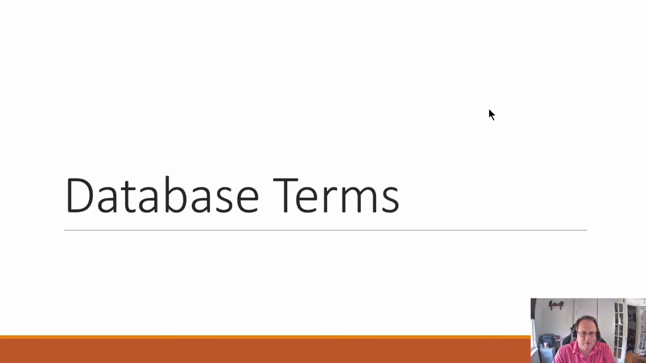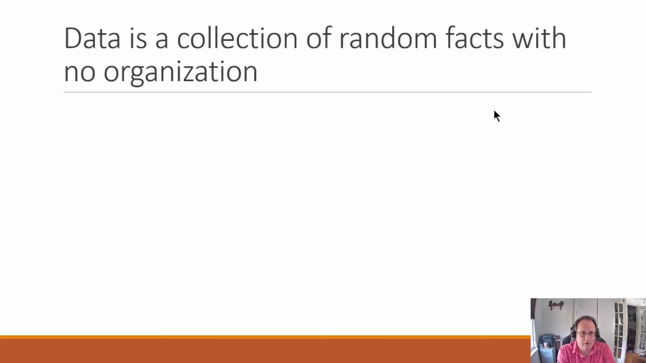Alright, so let's start off with data. Data is simply a collection of random facts with no organization. They're just numbers. They're just words. They're just statements. We all know what data is. We've all seen it. But sometimes we misinterpret the phrase data versus information.